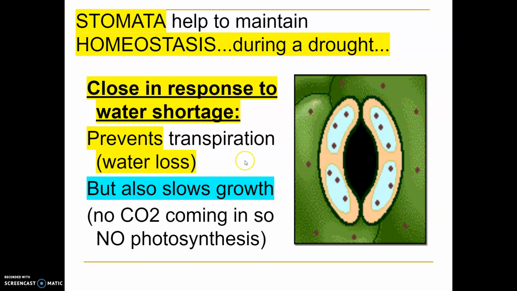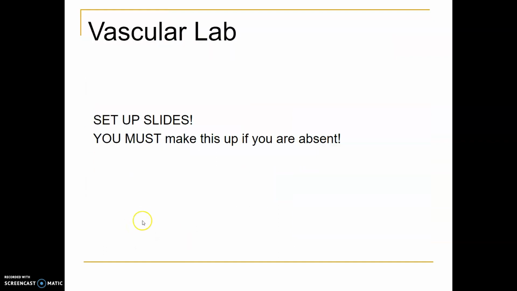But the plant doesn't want to waste whatever precious water is still in its cells, so it shuts everything down. So the stomata close when we have a water shortage. It does that to prevent any extra water from leaving, but the downside is the plant will not grow because it can't do photosynthesis. Okay, that is it.